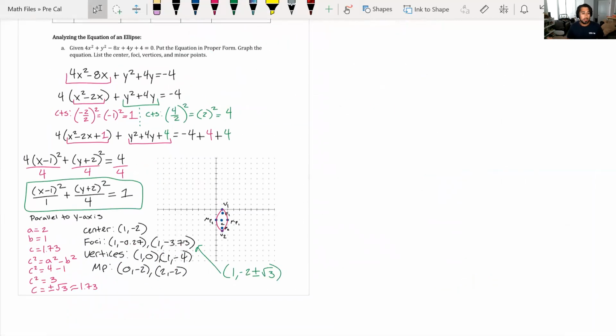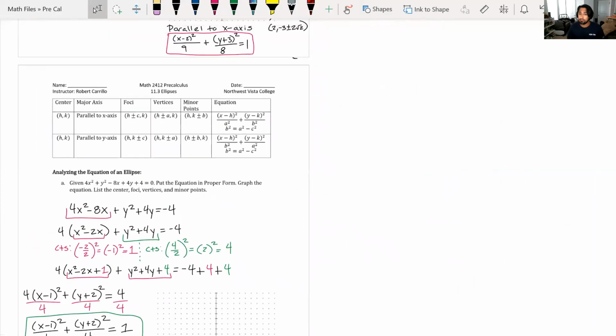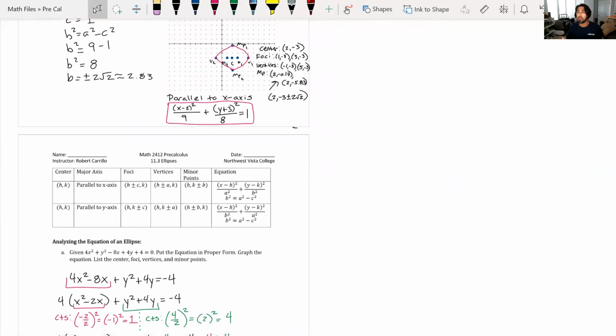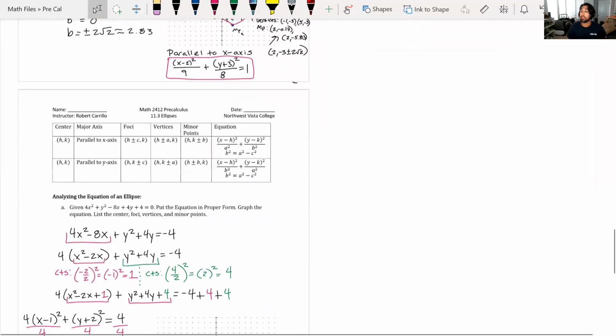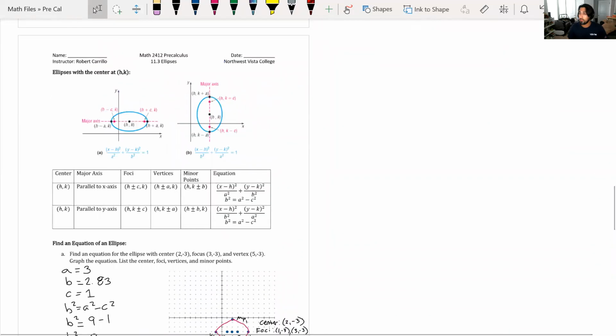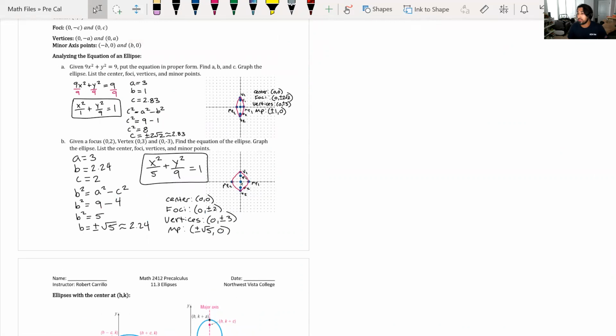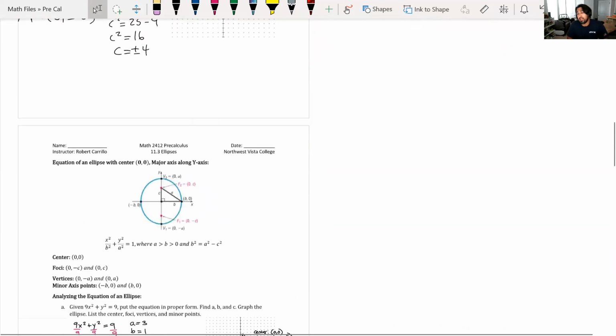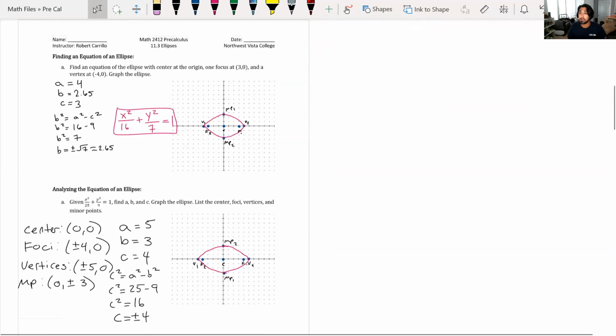Okay. That's it. Those are ellipses with the center of HK. Best thing to do is plot everything and see which axis you are parallel with. If you know what axis you are parallel with, then you know what equation to use. And we have completed the square to make an ellipse. So you see none of the methods have changed from circles and parabolas. The only thing that has changed is the equations, right? Okay. So that is ellipses.